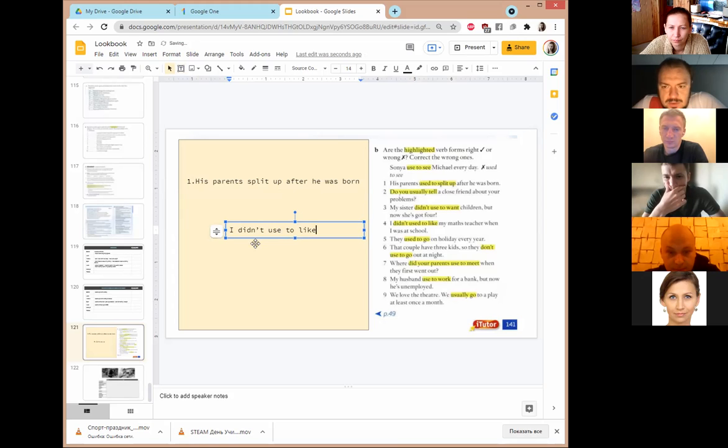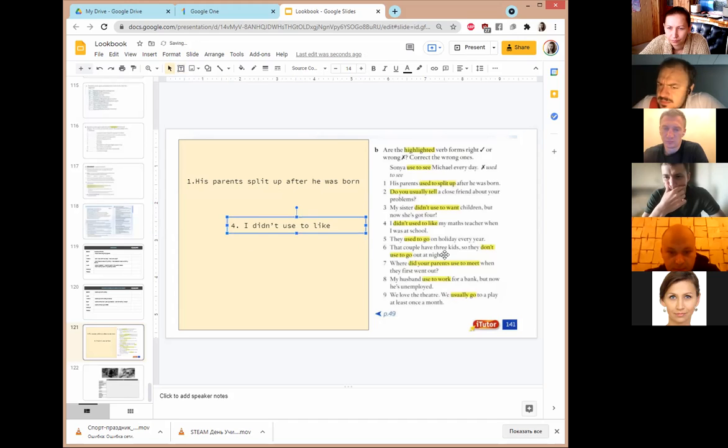They used to go on holiday every year. It looks like it should be just present simple. Can you translate it? They used to go on holiday every year. Но они ездили на каникулы каждый год. Is it okay? Вообще звучит как да. Yeah, it's okay. It's fine. They used to go on holiday every year.